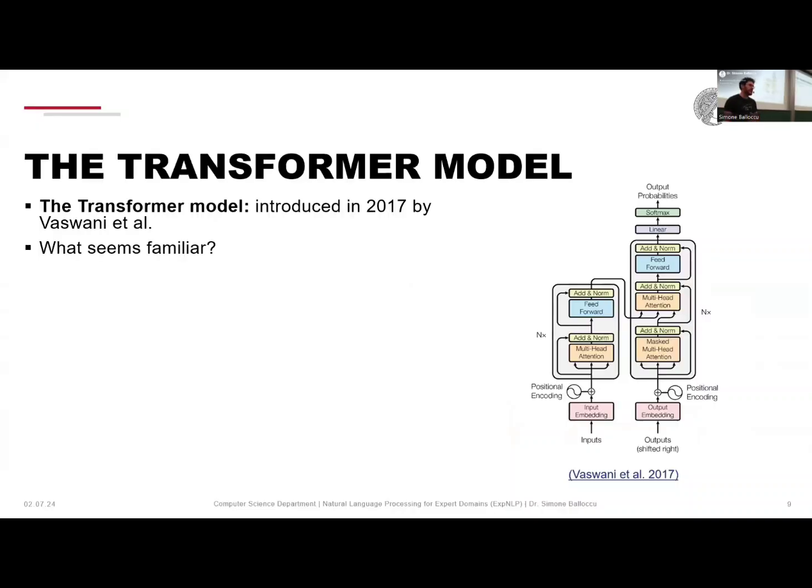What is familiar? Is there something that we can kind of see from the previous models? Something that we saw already? Yeah.